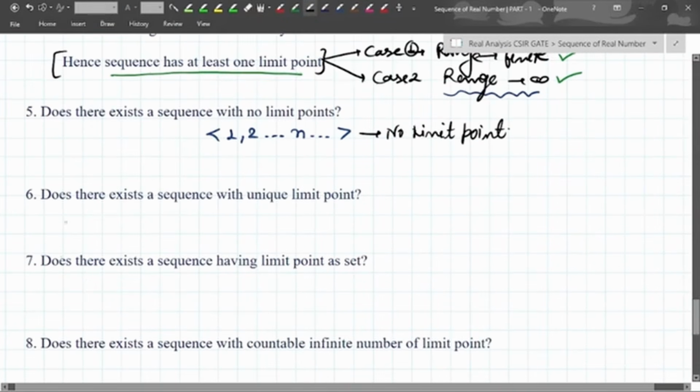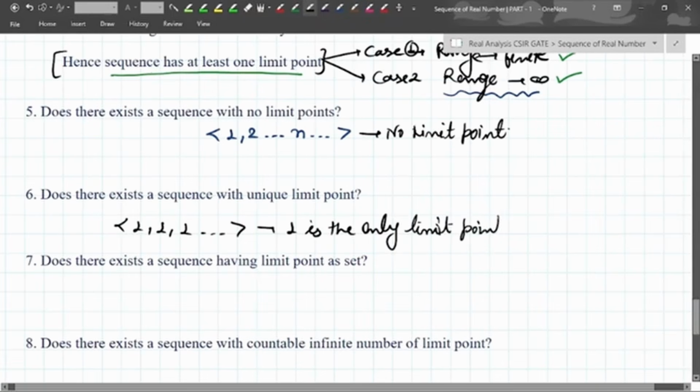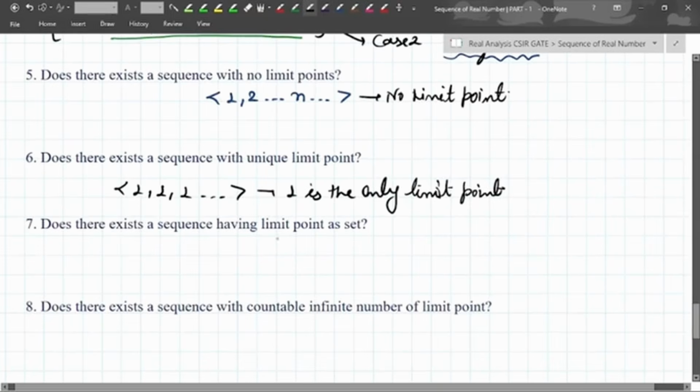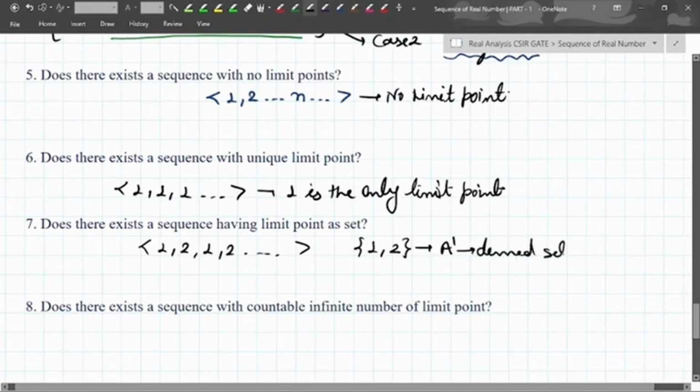Next, does there exist a sequence with a unique limit point? Yes, 1, 1, 1, which we have already seen. 1 is the only limit point. Next, does there exist a sequence having the limit points as a set? Yes, 1, 2, 1, 2. The limit points are 1 and 2. The set of limit points is known as the derived set.